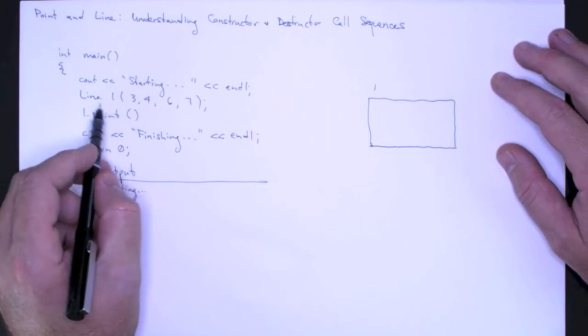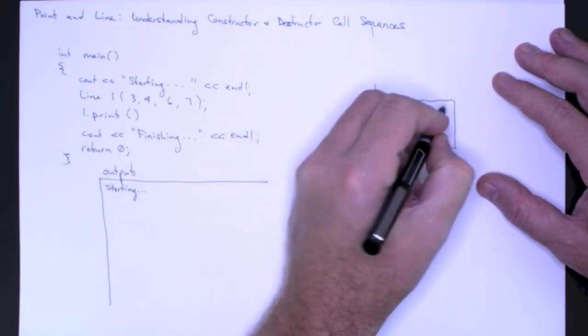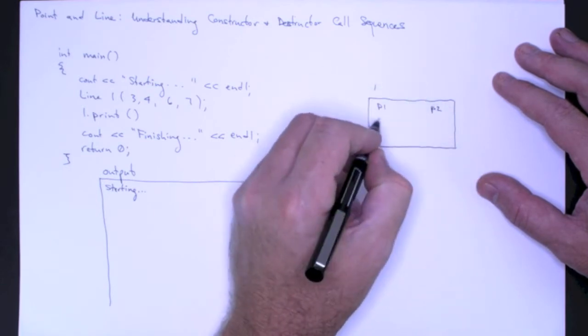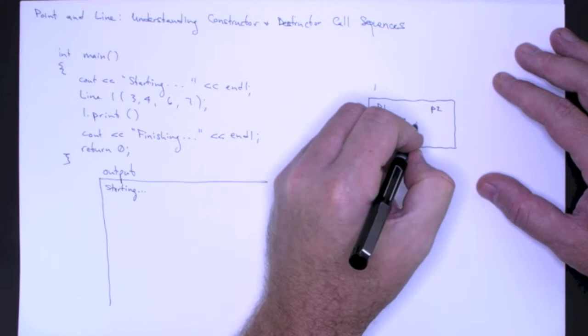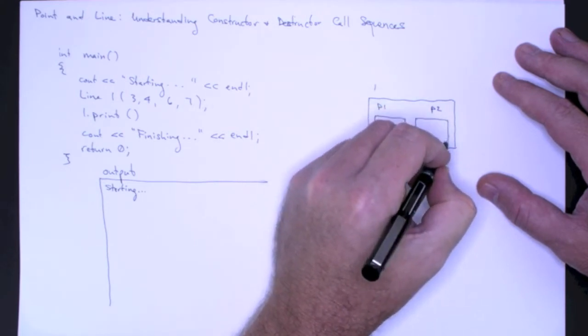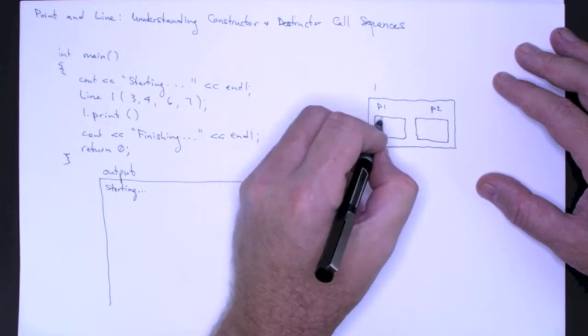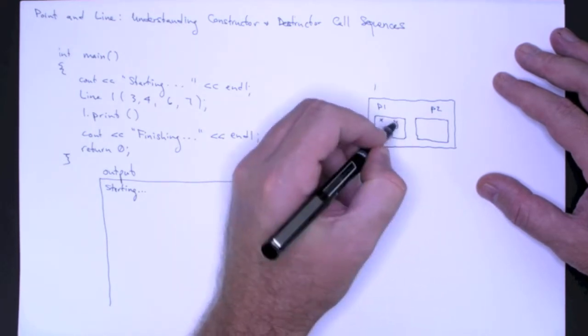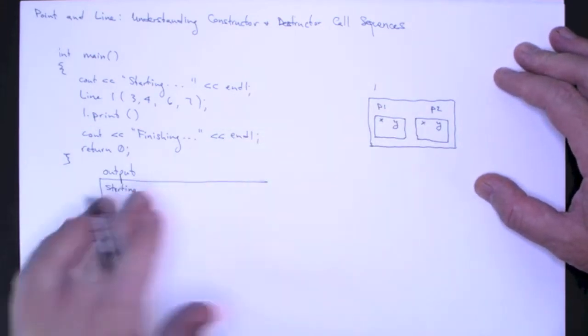And as you know, the line consists of 2 points, P1 and P2. So it also allocates space for 2 point objects. And you know that these 2 point objects consist of 2 integers, x and y. So all of this space gets allocated.